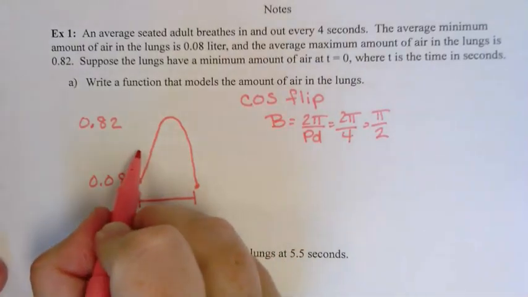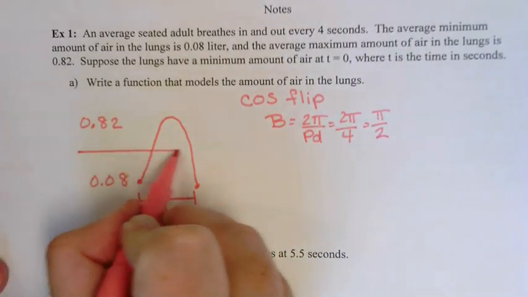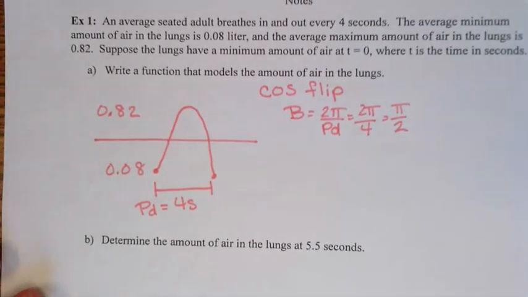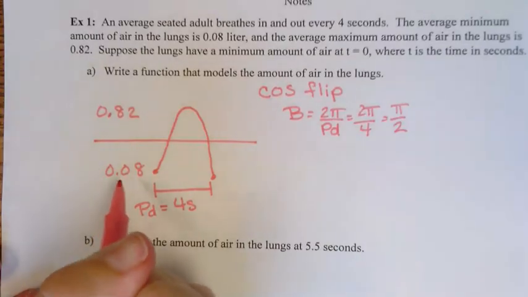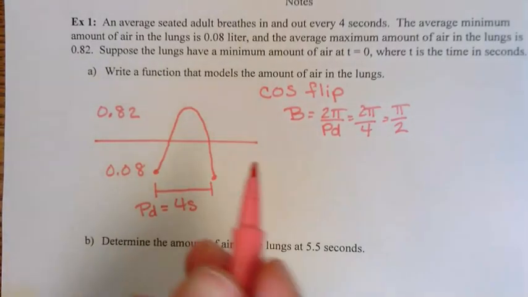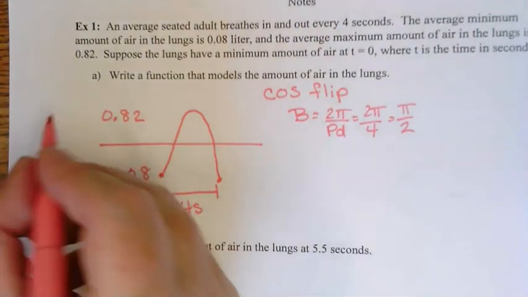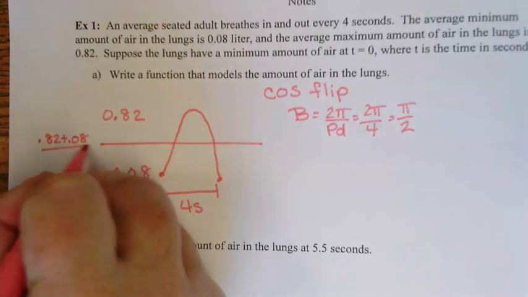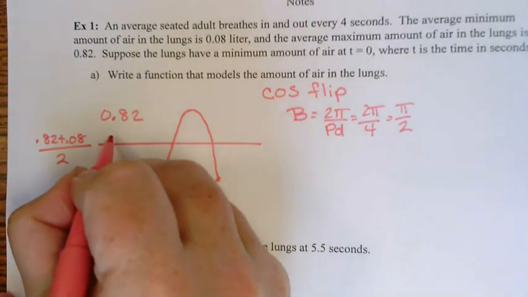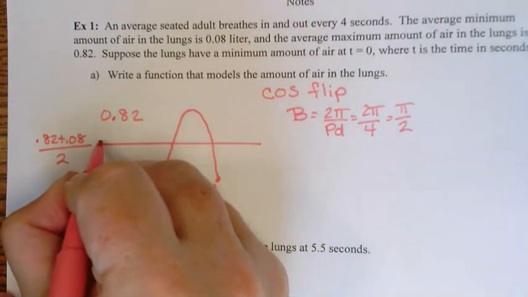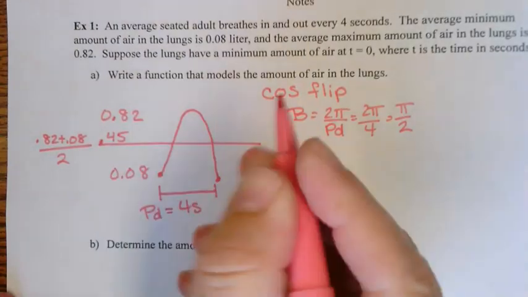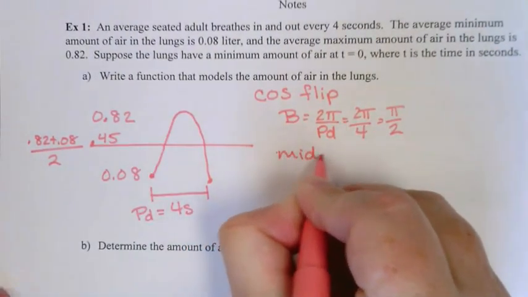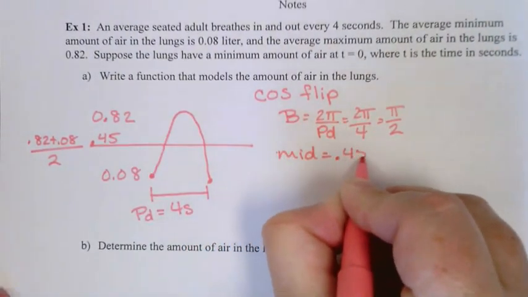Now, we need to figure out what is midway on this graph. So what is the middle between 0.82 and 0.08? It's like taking an average: 0.82 plus 0.08 divided by 2. And you should get 0.45. And this is our midline. So our midline is 0.45.